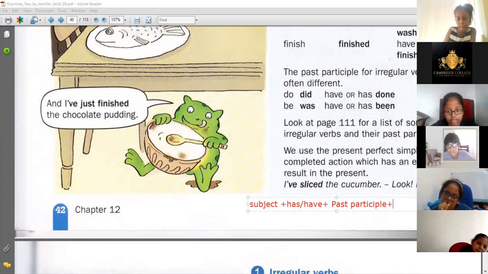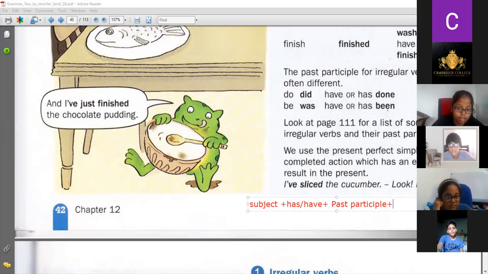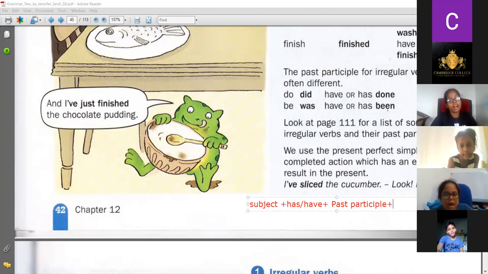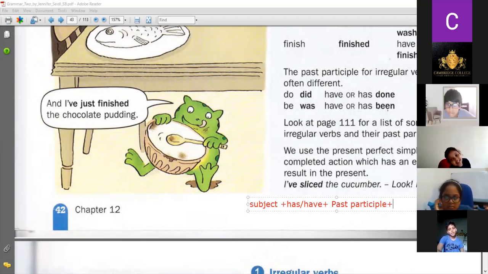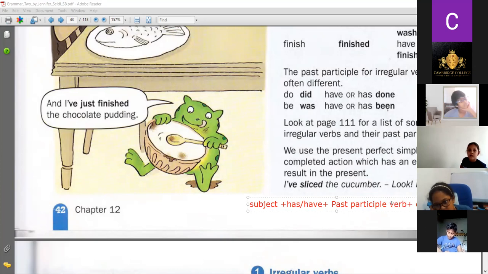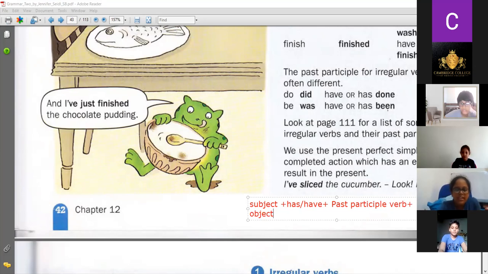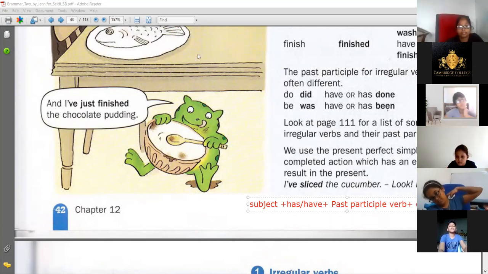Past participle. Say it again. Past participle. All right. So you can see past participle of the verb. Past participle verb and object. All right. So can you see this? Everybody, can you see this? Yes, teacher. Right. Now you can see the structure here.